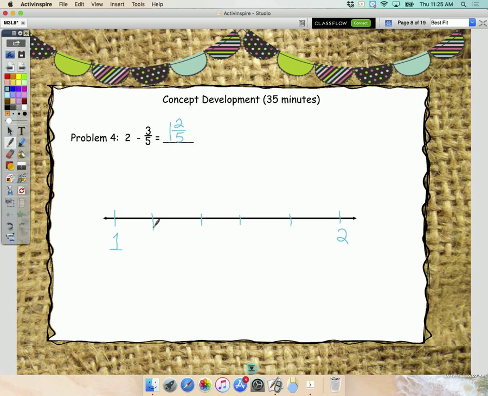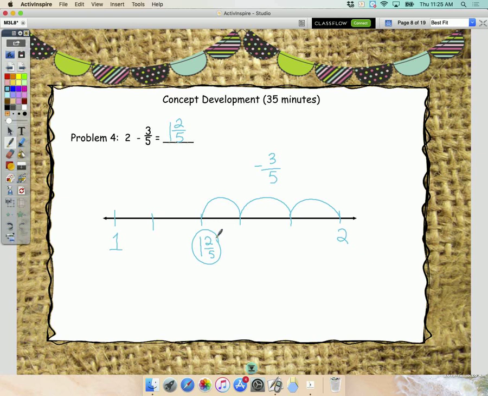Okay. So now I'm going to subtract 3/5. Minus 3/5. And then my answer, and circle it. Okay.